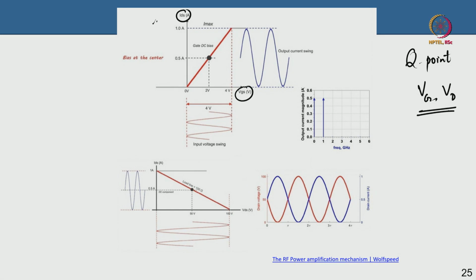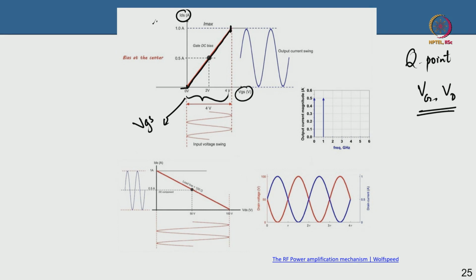So this is your classic ID versus VG, the transfer characteristics, and assuming this is an enhancement mode device, the threshold voltage is 0. You can see that there is a very sharp turn on of the device, and this is linear for this entire range until this point. So this is your entire input voltage or gate voltage range over which the device exhibits very linear gain.